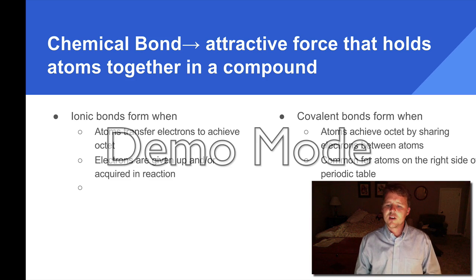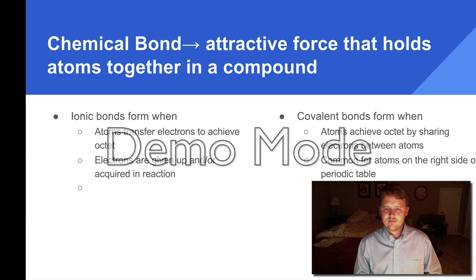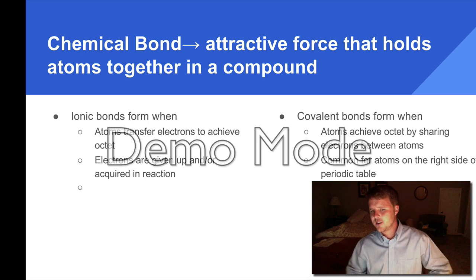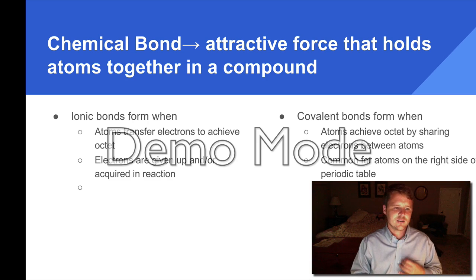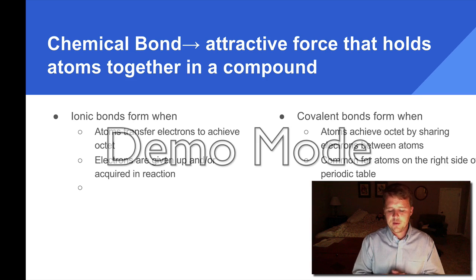So it's common for atoms on the right side of the periodic table to form covalent bonds. So remember, covalent, kind of remember like co-ed, like you share each other. Ionic, guess what? You form ions. But when you do that, they'll form a bond because one's negative and one's positive.